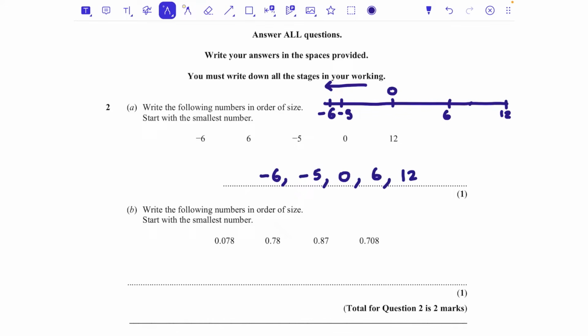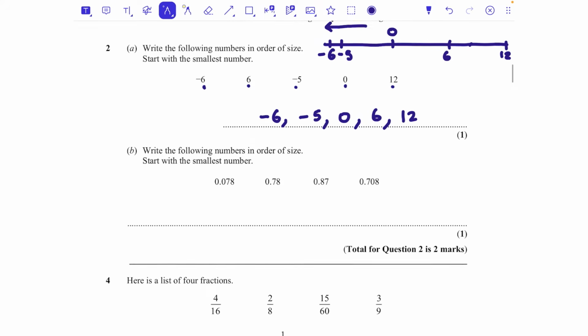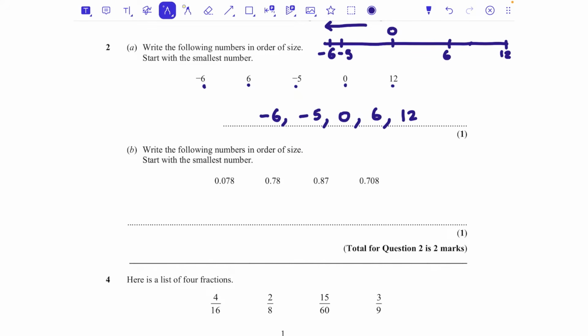And always double check. I had 1, 2, 3, 4, 5 numbers in the question and I've still got 5 on my answer line. So really common mistake that people just miss one out. So there we go. Part B, write the following numbers in order of size. Start with the smallest number. So with these, we're comparing decimals. I like to write them over the top of each other. So 0.08, 0.78, 0.87, and 0.708. So lining up those decimal points.